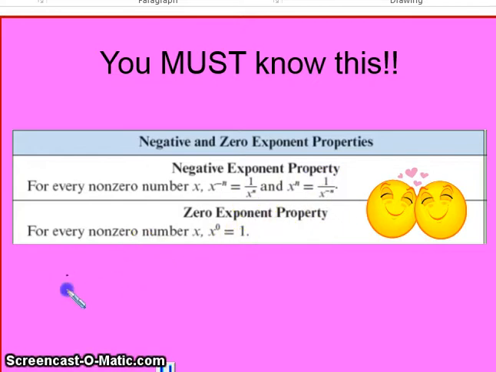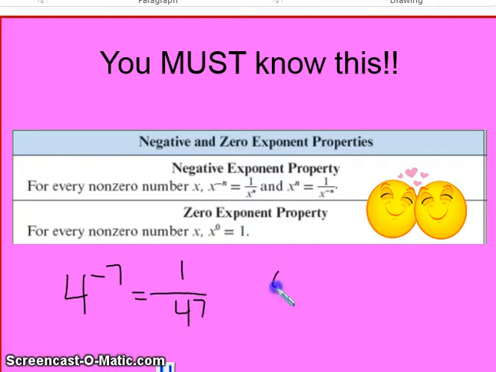So say I have 4 to the negative 7th power. That is the same as having 1 over 4 to the positive 7th power. So if I want to make a negative power into a positive, I would move it to the other side of the fraction. So here, this 4 to the negative 7th is in the numerator. If I move it to the denominator, the exponent, and only the exponent, becomes positive.